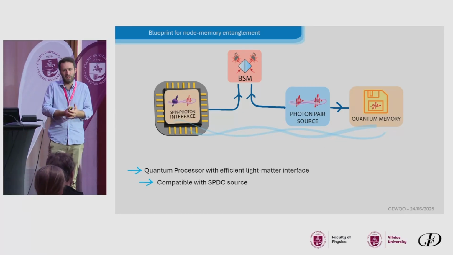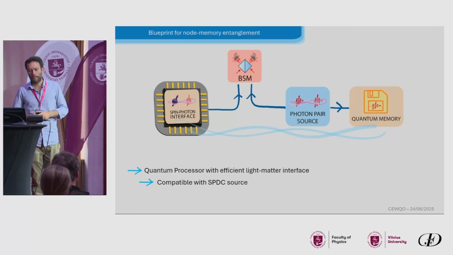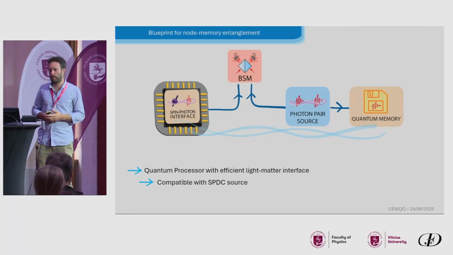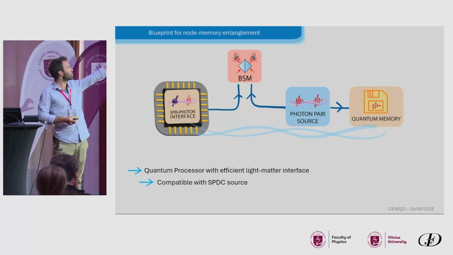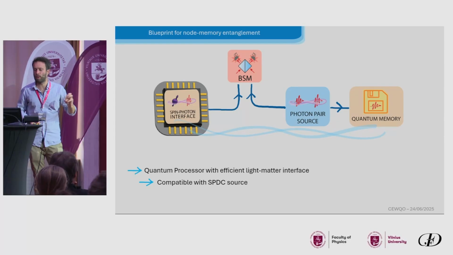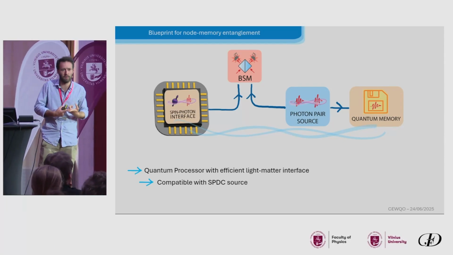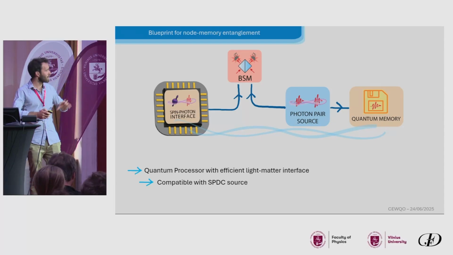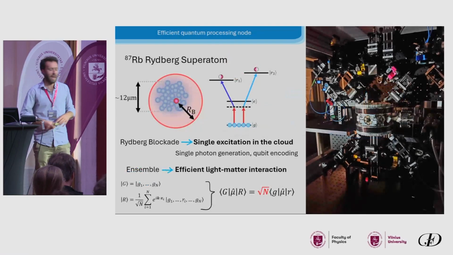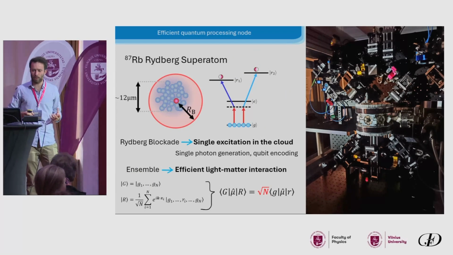So in the lab, we started working on this, and in order to do it, you need a quantum processor which has an efficient light-matter interface. And of course, you need it to be compatible with the SPDC source. By compatible, I mean you want to be able to realize the Bell state measurement, so you need your photons to be compatible for two-photon interference. So how are we trying to do this in the lab? Very briefly, we have a system that we can use as a quantum network node.